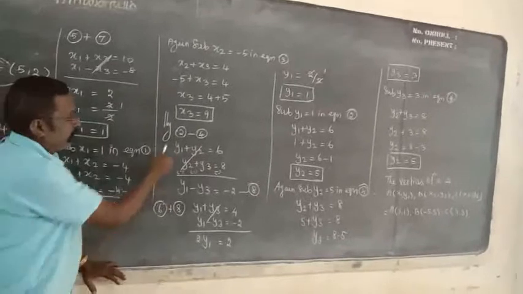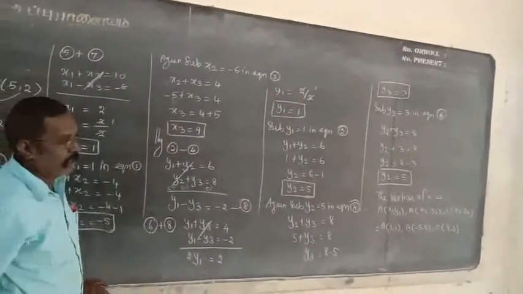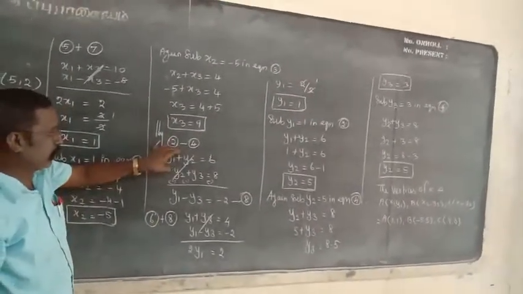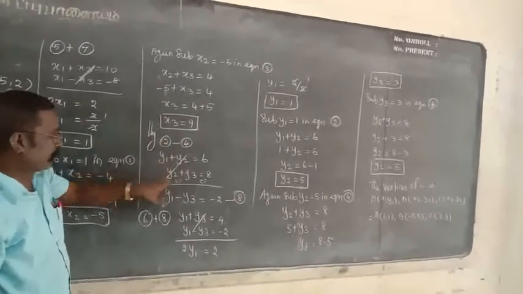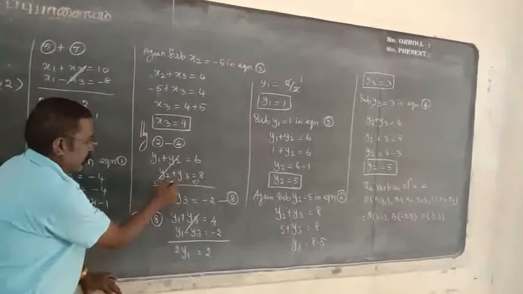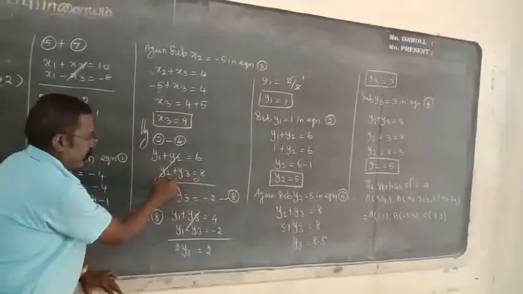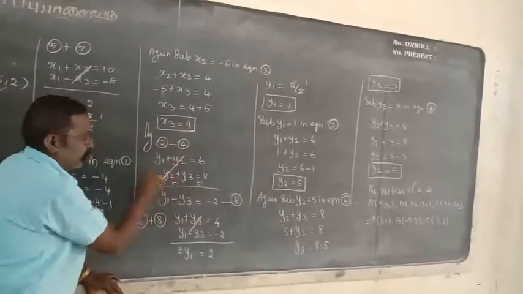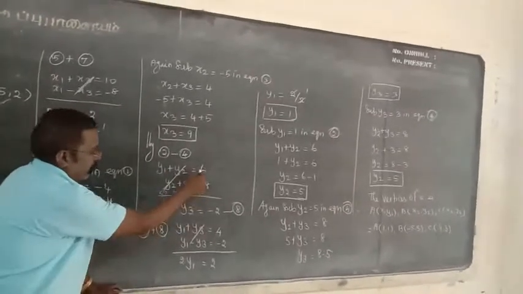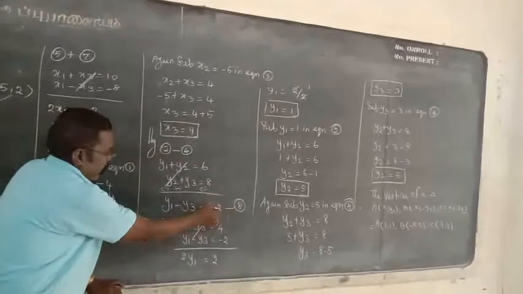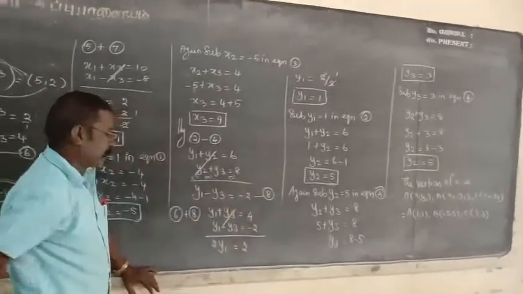Similarly, you take equation number 2 and equation number 4. Here we subtract, with the sign change, so y2 and minus y2 cancel. So y1 - y3 equals 6 - 8, which is -2, equation number 8.